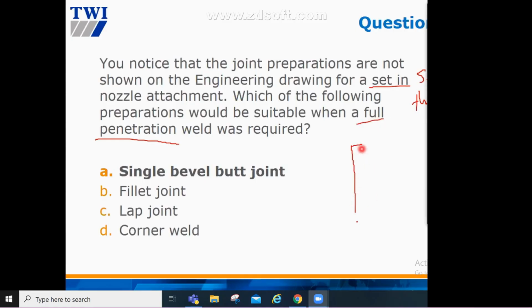So we understand this is nozzle. That is nozzle, and we have single bevel in the shell, right? So full penetration can be achieved by having the butt weld, like a single bevel. Yeah. So that's where the best answer goes to A. But remember, this bevel is carried out in shell. Yeah. Because that is set through or set in.